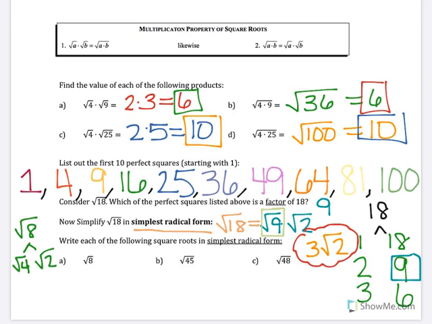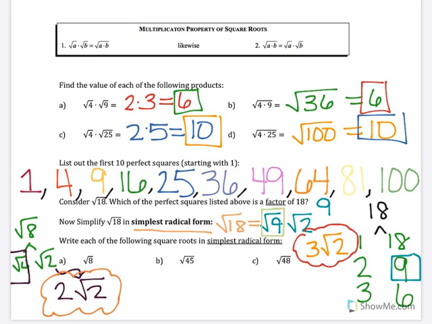Now, of those perfect squares, 4 would be the only perfect square that we're going to use, and the square root of 4 is 2. Then we just have to bring down what we have left, and what we have left is the square root of 2. So our answer for how we can simplify the square root of 8 is 2 radical 2.